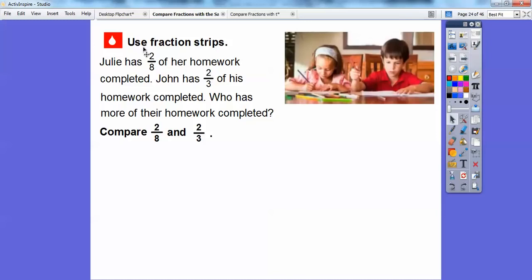Here the numerators are 2. So who has more of their homework completed? What we're going to do is compare 2/8 and 2/3. Now remember, the denominators tell us how many slices we're cutting it up into equal pieces.